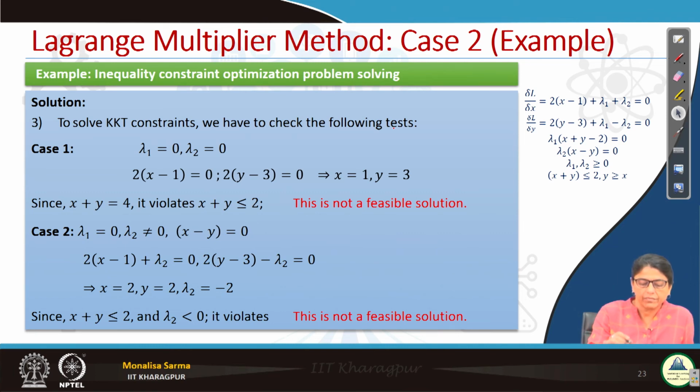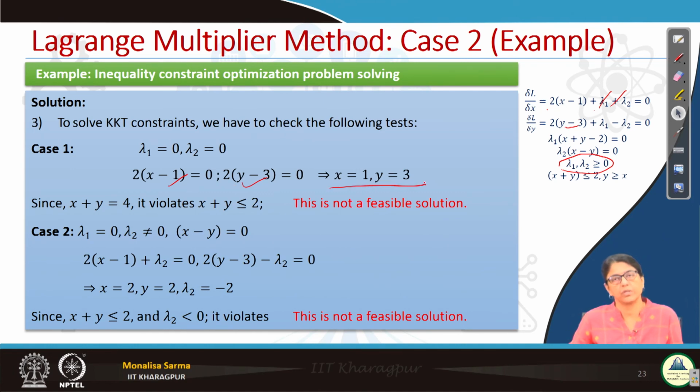So, first, if I take lambda 1 equals to 0 and lambda 2 equals to 0, what is my constraint? My constraint is lambda 1, lambda 2 greater or equal to 0. It cannot be less than 0. So, if I take lambda 1 and lambda 2 equal to 0, then I get 2 into x minus 1 is equals to 0. Similarly, from the other expression I get 2 into y minus 3 is equals to 0. From these two equations I get x equals to 1, y equals to 3. Simple equations, you solve it.